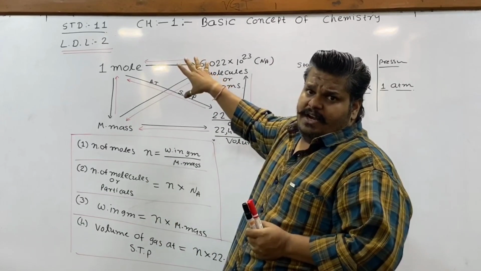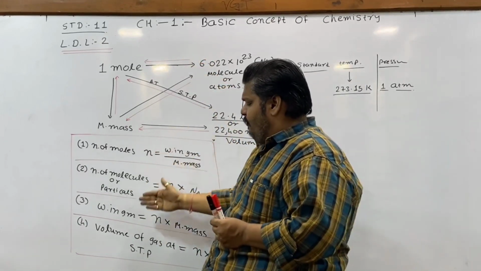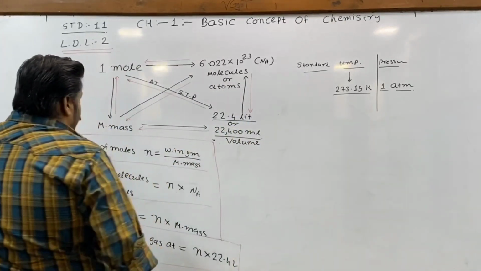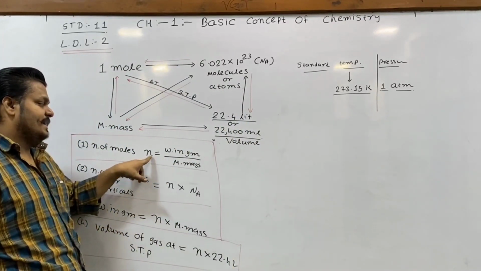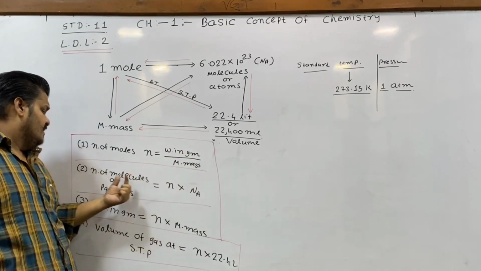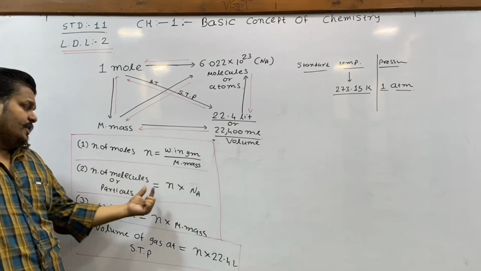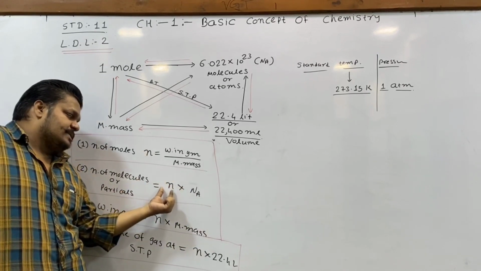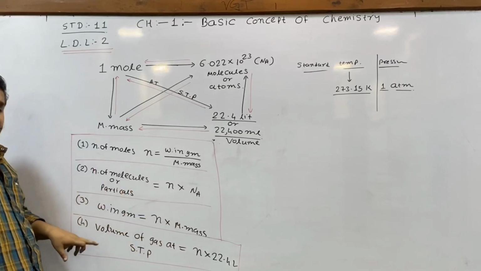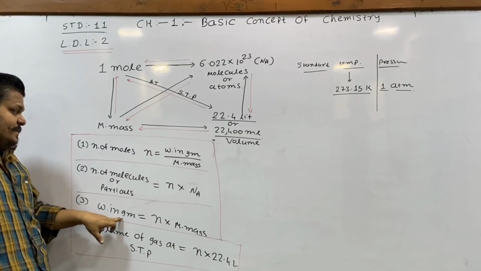From this quadrilateral relation, we have derived certain formulas for calculation. Already we have discussed that number of moles can be calculated. N is equal to weight in gram divided by molar mass. Number of molecules is equal to N into Na. N means number of moles into Na. Na means Avogadro number.